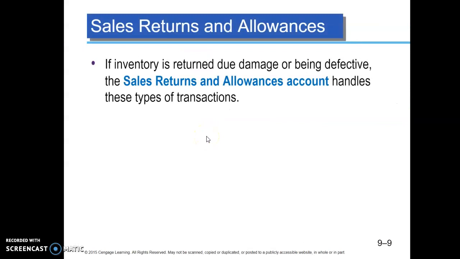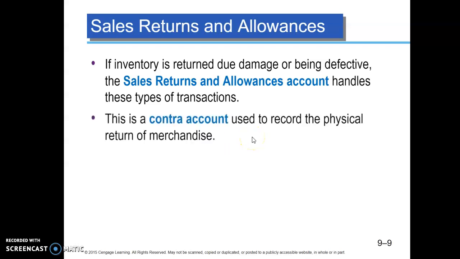Now we're going to look at what happens if somebody returns something. If inventory is returned to you, we have to give them an allowance for the product that they gave back. So we're going to use an account called sales returns and allowances, and you'll see what that looks like as we work through here.